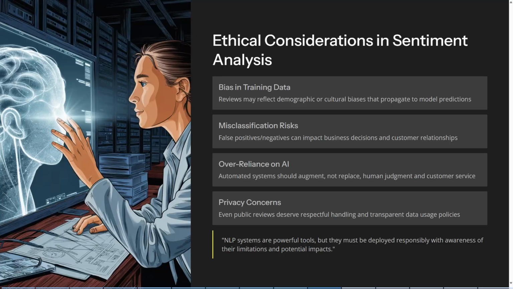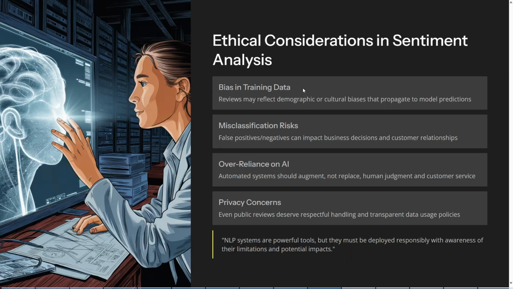As for the ethical considerations, there are several ethical considerations when working with natural language processing models. First, bias in the training data can affect predictions. That is sadly the reality, that the reviews can be biased and the model will learn from that. So we have to make sure that our reviews are correct.